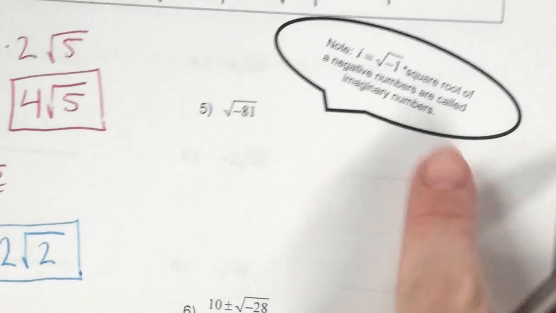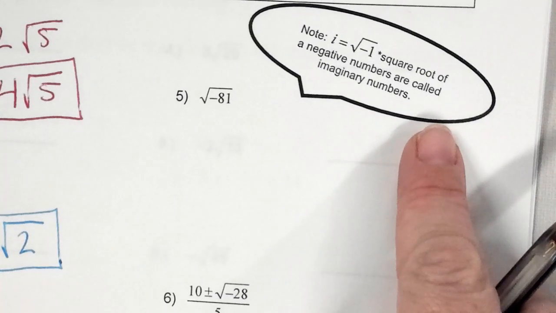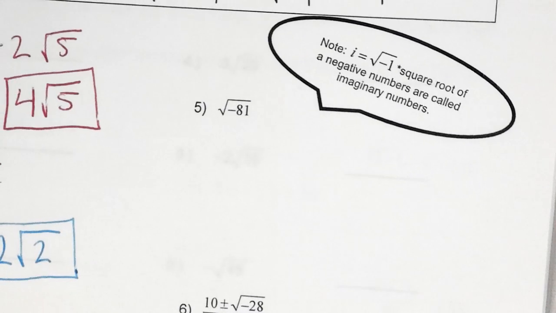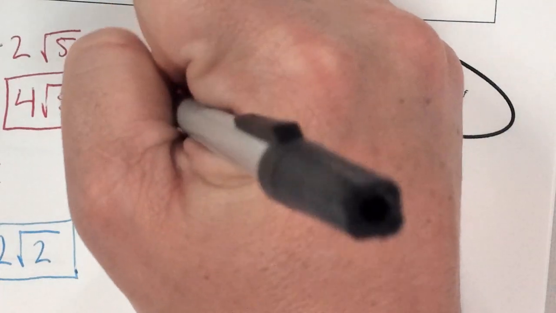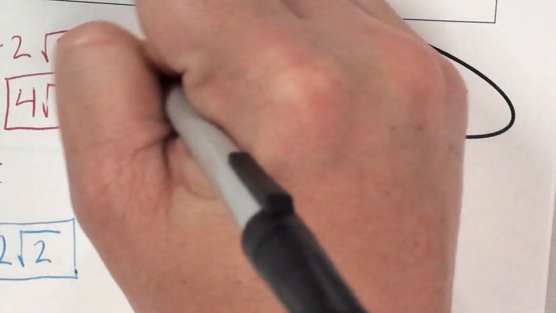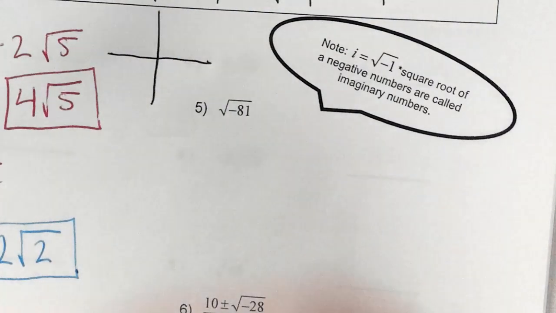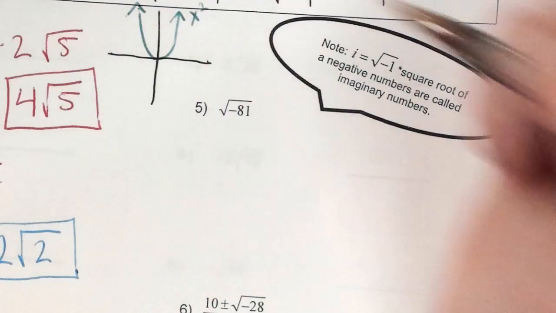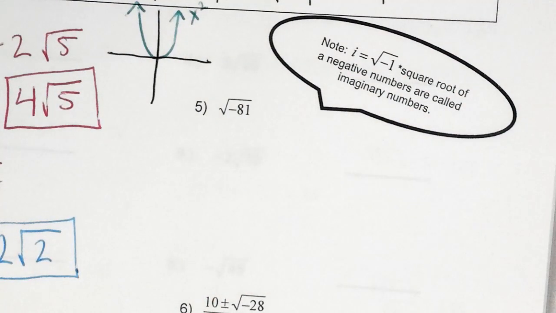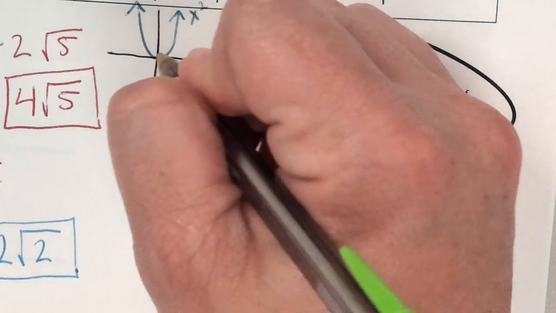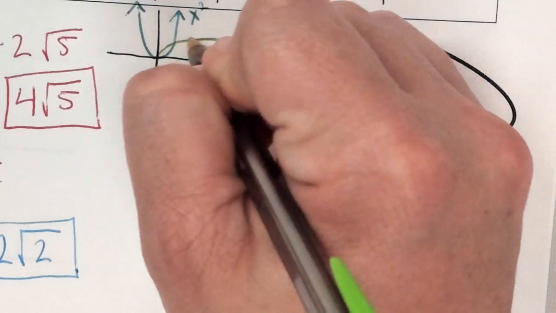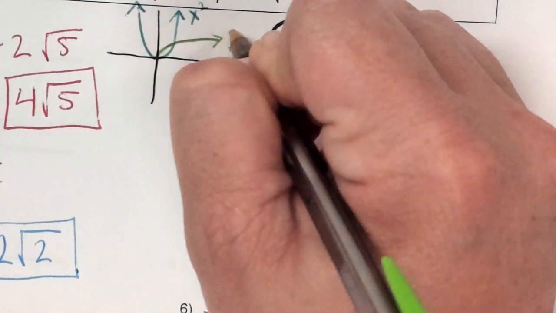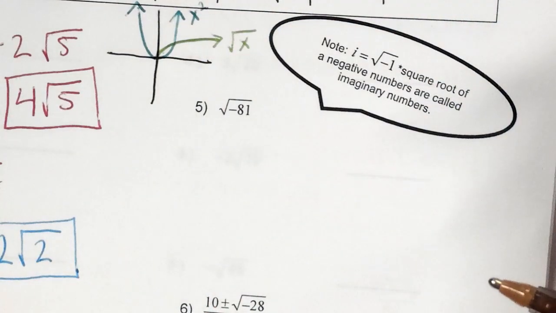Now, number 5 tells you, it has this bubble. It says i is the same thing as the square root of -1. But I want to remind you of when you were in Algebra 2. I remember you would graph something, and then you would be told to graph the opposite of that. Do you remember that? Yeah. Okay. Inverse. So the inverse of this is the square root of x, the opposite.